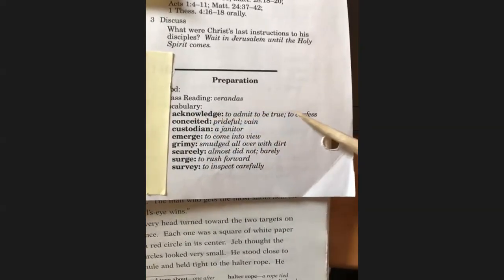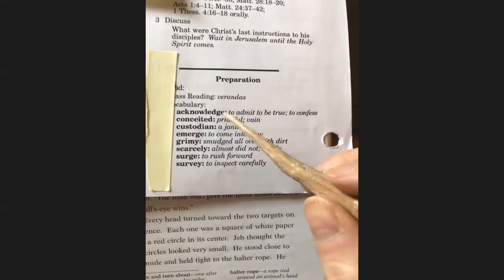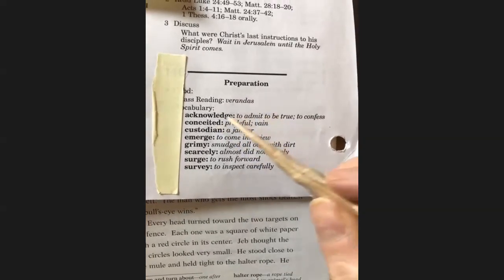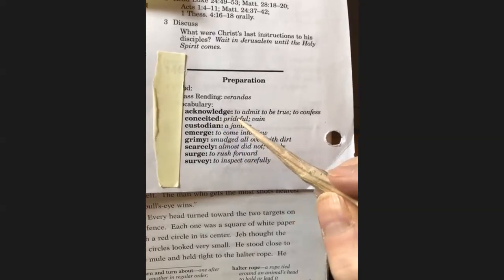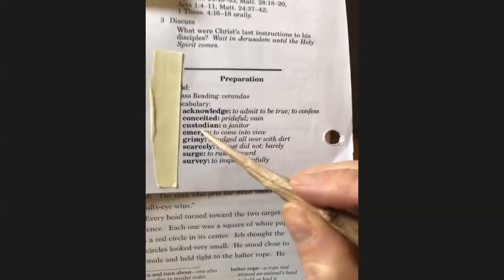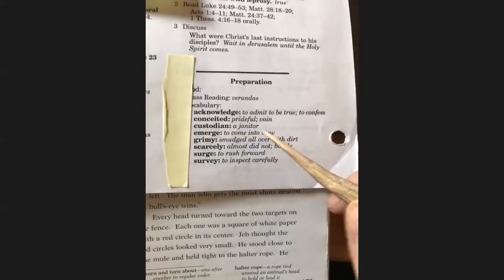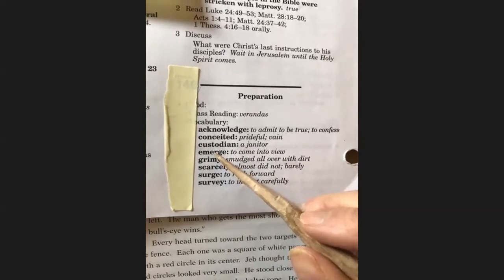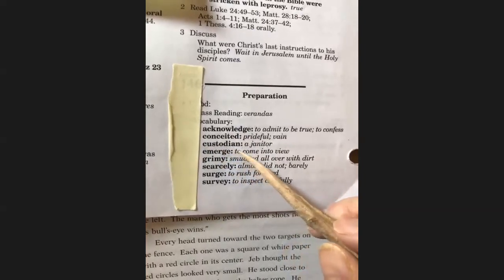Acknowledge, to admit, to be true, to confess. I acknowledge that to be true, right? I acknowledged my wrongdoing. I admitted it. Conceited, prideful, vain. If you're conceited, you're full of pride, puffed up. Custodian, a janitor. The custodian mopped the floor. Emerged, to come into view. After quite a while in the chrysalis, the butterfly finally emerged, right?